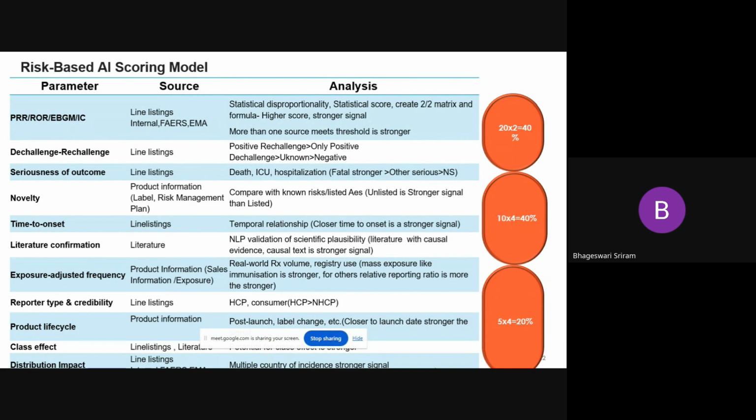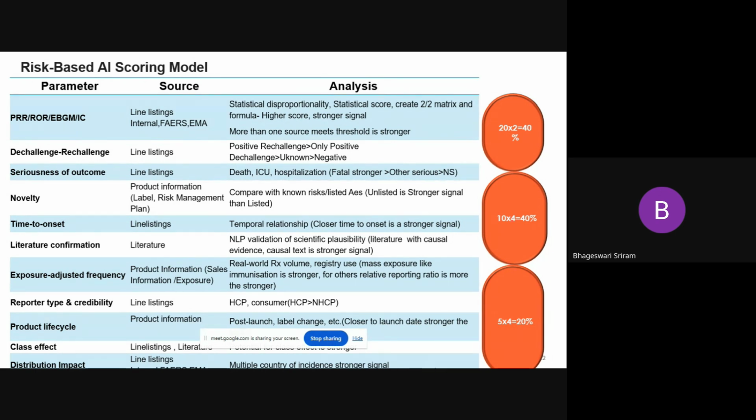Say, for example, let's take the first one. If the drug event pair meets the threshold, say for FAERS, EMA, and the internal data source, it would definitely warrant the highest score of 3. For the second one, re-challenge, a positive re-challenge definitely gets the highest score. Similarly, if there are fatal or unlisted events, the presence of literature as evidence, a closer time to onset, or medically confirmed reports, all these would be assigned a greater score.